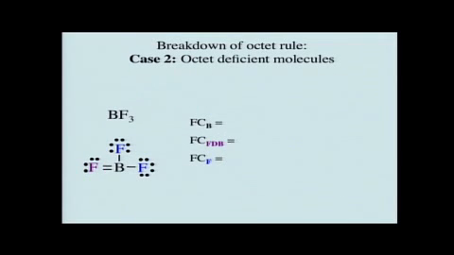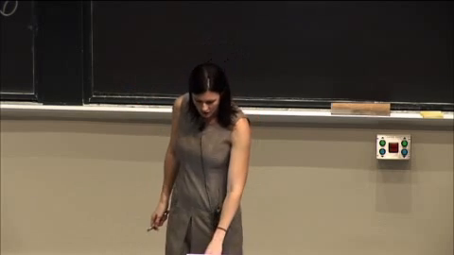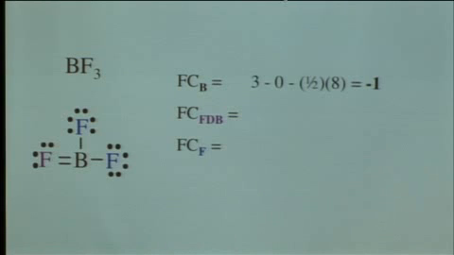So thinking about what the formal charge is, if we want to figure out the formal charge for the boron here, what we're talking about is the valence number for boron, which is 3, minus 0 because there are no lone pairs, minus 1/2 of 8 because there are 8 shared electrons. We get a formal charge of minus 1.